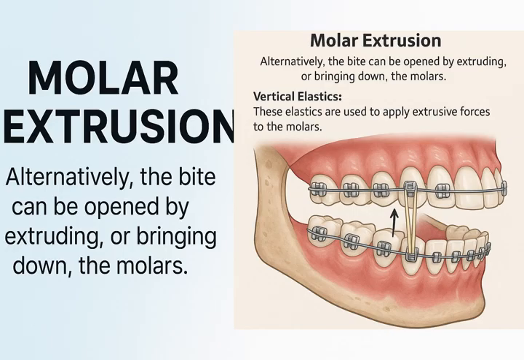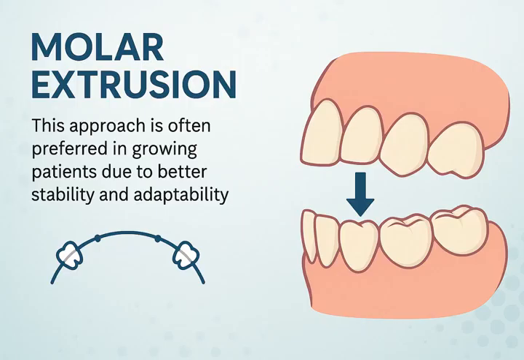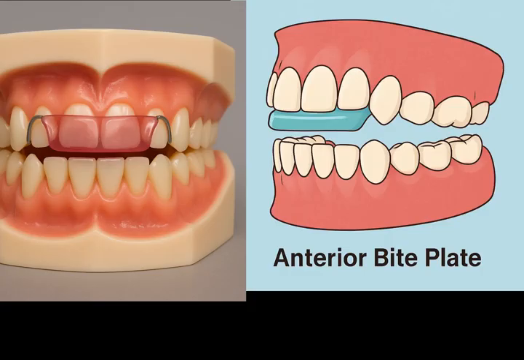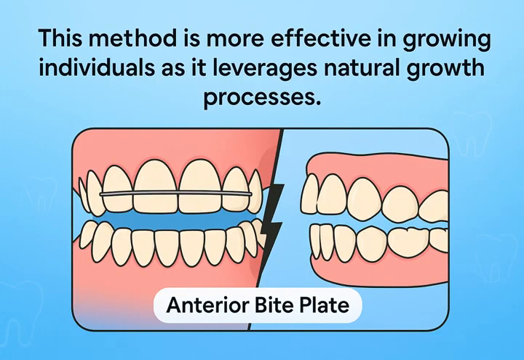Molar extrusion. Alternatively, the bite can be opened by extruding, or bringing down, the molars. This approach is often preferred in growing patients due to better stability and adaptability. Vertical elastics. These elastics are used to apply extrusive forces to the molars. Bite plates. Anterior bite plates are appliances that prevent the anterior teeth from occluding, thereby allowing the posterior teeth to erupt and open the bite. This method is more effective in growing individuals as it leverages natural growth processes.